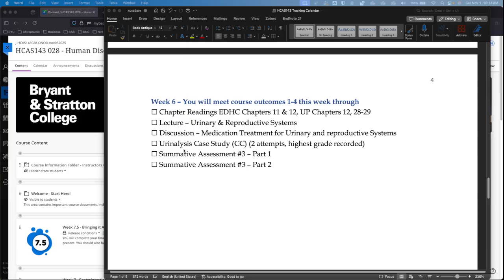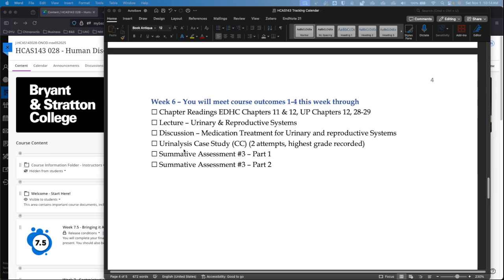This week we're covering the urinary and reproductive systems. These two systems are very aligned in terms of a lot of overlapping and similarly located anatomy. The review of your anatomy prior to engaging in this week's work will be a little bit easier than past weeks.